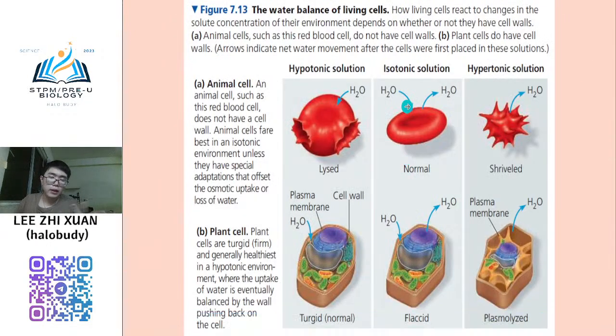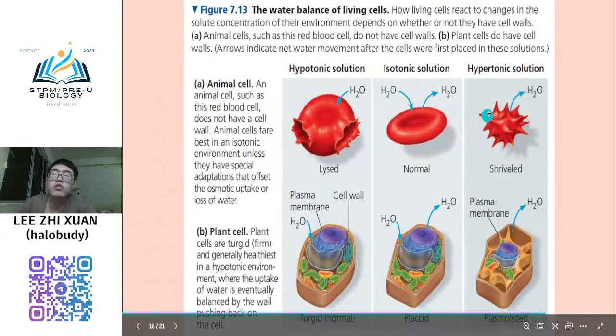Okay, so next, osmoregulation for the cell. I think you all know this: hypotonic, isotonic, and hypertonic. What are they? Hypotonic is when your cell is immersed in high water content, like distilled water. Isotonic is the normal condition, half-half, 50% water, 50% solute. And hypertonic is the condition with high solute concentration.